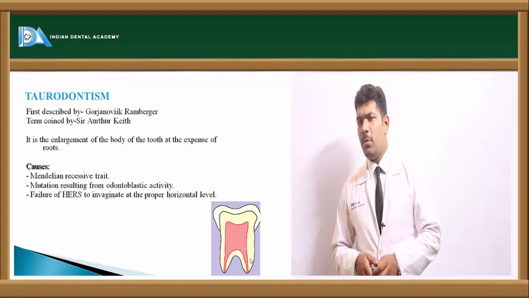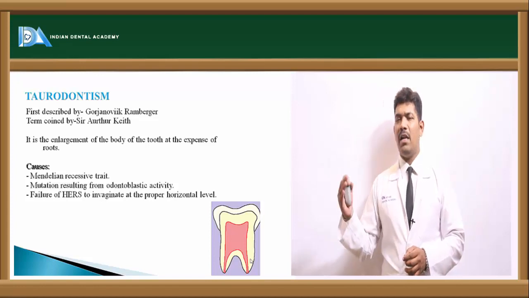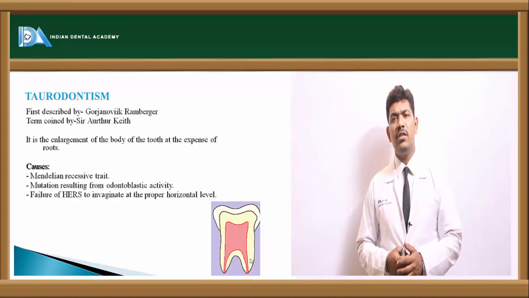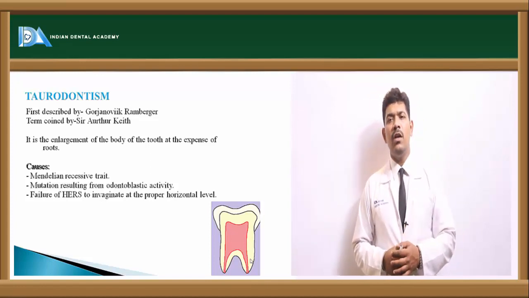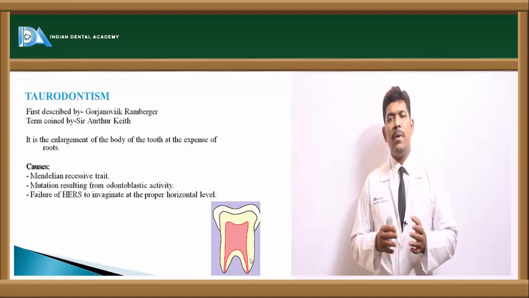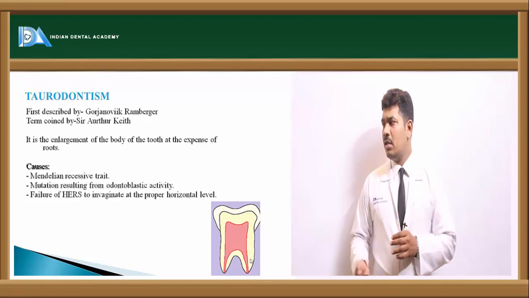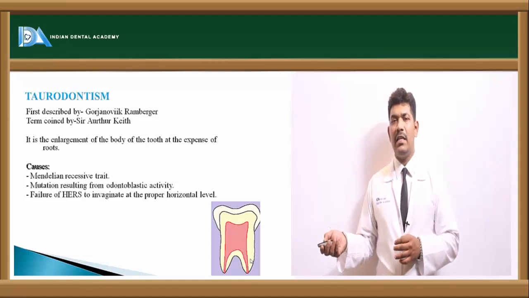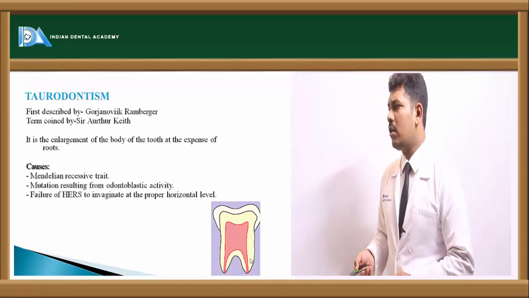Now we have what is called taurodontism, Taurus or bull. The name arises from the term bull-like teeth. That means it is a large appearance which is seen in this particular tooth, predominantly because of the expansion of the body of the tooth at the expense of the roots. If you see the schematic diagram here, you can see the body of this particular tooth has elongated so much that it has compromised the length of the roots. So this is called taurodontism.